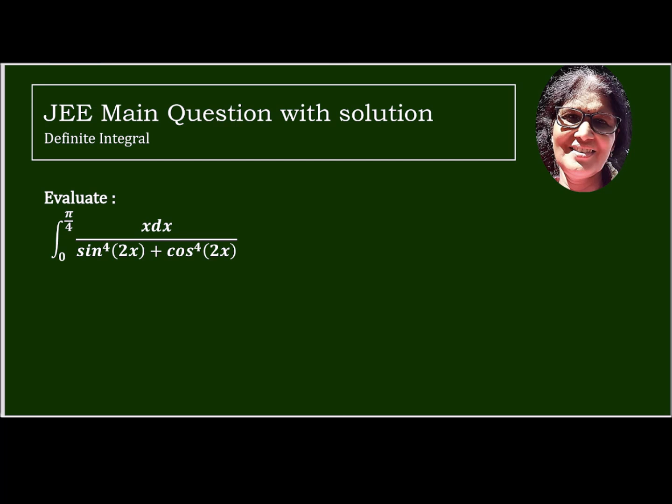Today we will solve a question from JEE Main based on definite integral. The question is: evaluate the integral from 0 to pi by 4 of x dx over sine power 4 of 2x plus cos power 4 of 2x. So let's begin.